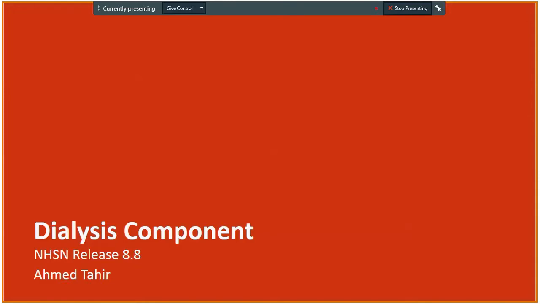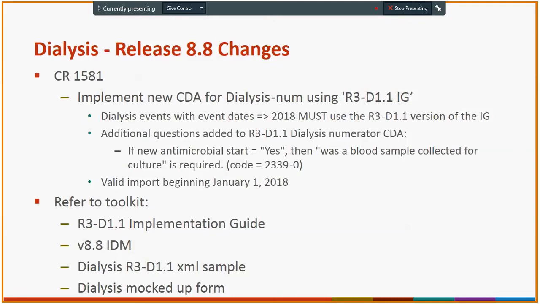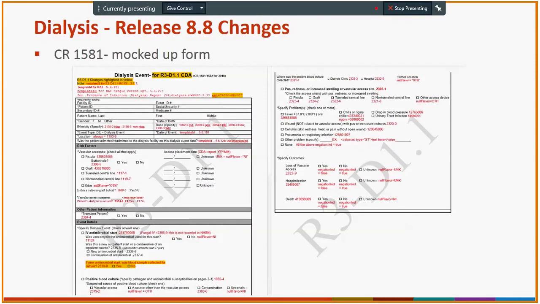So I'm going to be starting off with the dialysis component. If you can go to the next slide. So we're going to start off with CR 1581. This CR is going to be implementing a new CDA dialysis numerator using the R3D11IG. Currently for 2017, we are using the R3D1IG. The new IG, the R3D11, will be implemented in January 2018, requiring dialysis events dated 2018 and beyond to use the R3D11IG. If you go to the next slide, please.